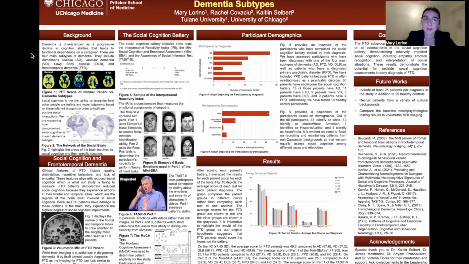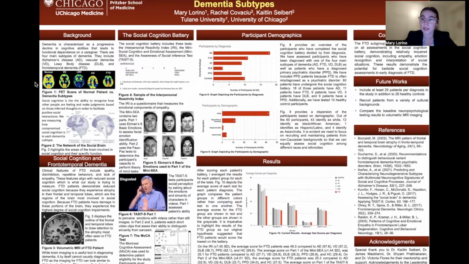To begin, a bit of background on dementia. Dementia is characterized as a progressive decline in cognitive abilities that leads to functional dependence on a caregiver. Dementia has four main subtypes: Alzheimer's disease, vascular dementia, Lewy body disease, and frontotemporal dementia. In figure 1 here, you can see a PET scan of a normal patient versus a PET scan for each dementia subtype. The PET scans highlight which regions of the brain are most active in each subtype.